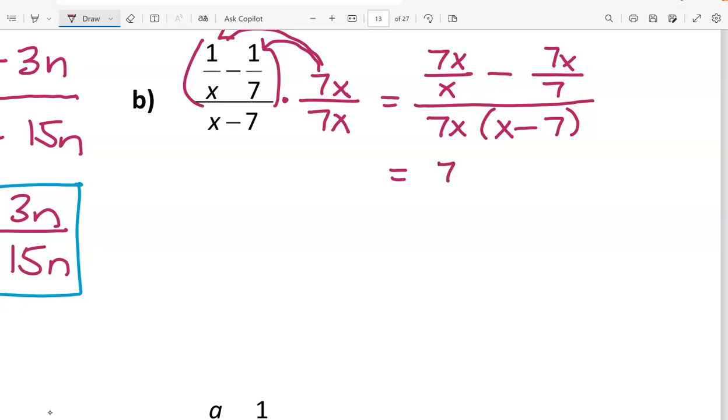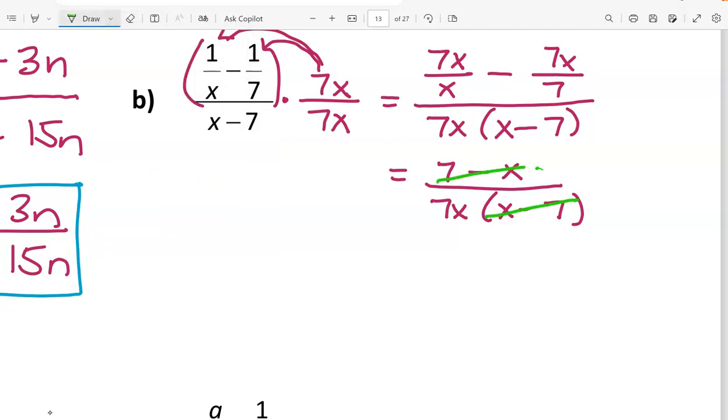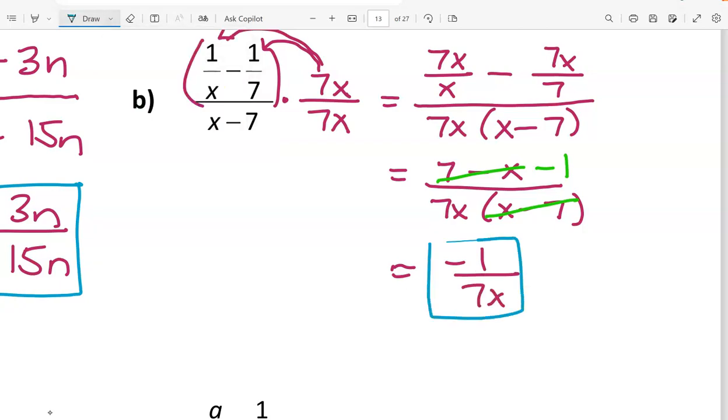Now let's simplify the numerator. 7x divided by x is 7. 7x divided by 7 is x. And then we have a pair of opposite factors. 7 minus x and x minus 7 divide to give a result of -1. And our end result is -1 divided by 7x.